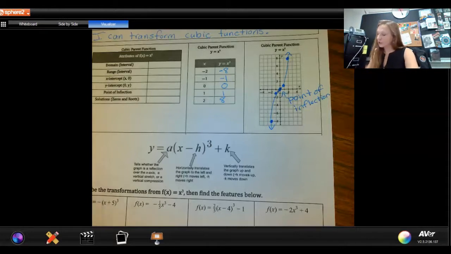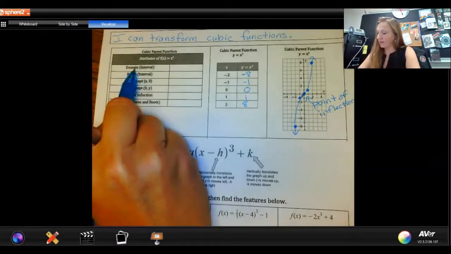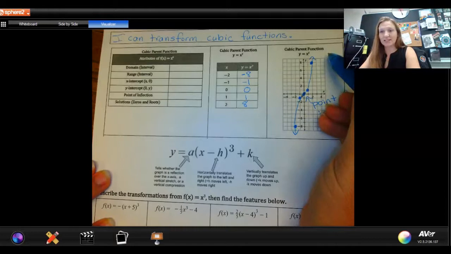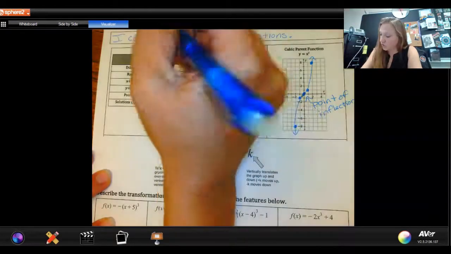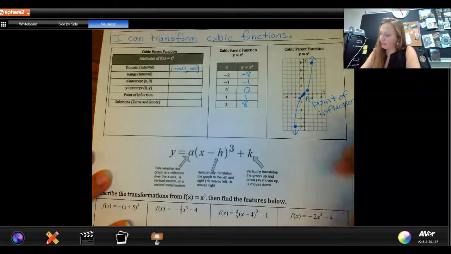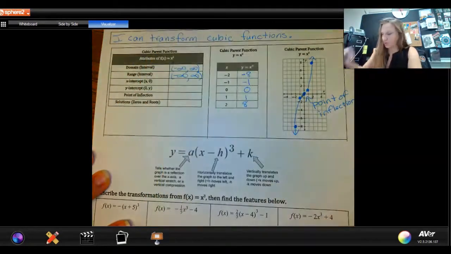All right, so now let's look at some features for this. The domain of this function, notice it's going all the way left and all the way right. So it is representing all of the x values. So it is from negative to positive infinity for the domain. And notice the range, all of the y values are also going to be represented. So this is also all real numbers.